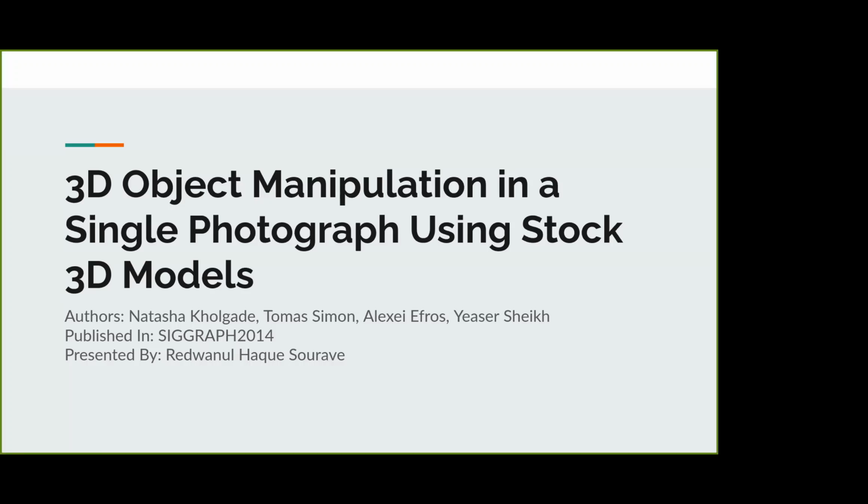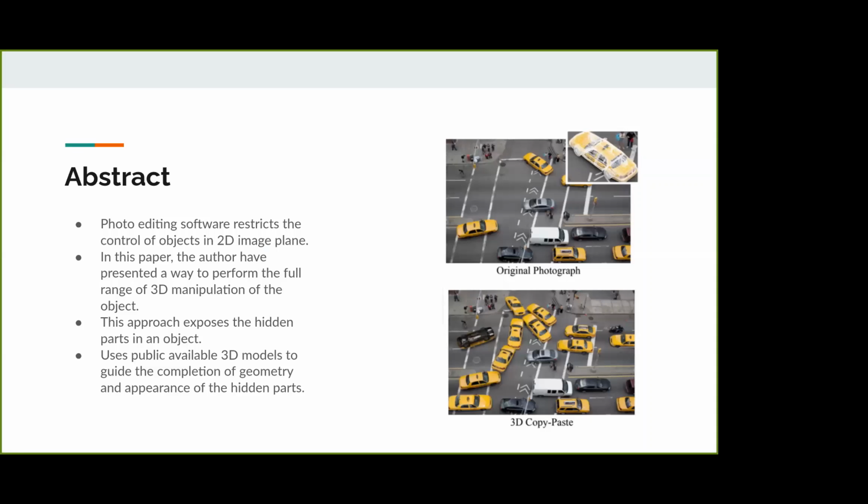Okay, my presentation is on 3D object manipulation in a single photograph. So here on the right side we have a photograph. For example, there's a taxi, and in this paper they have mentioned a way to select the taxi and do 3D manipulation, like rotate the taxi over, or maybe scale the taxi in the 3D domain, and so on. For example, in the lower photograph, we can see that the taxi has been flipped over.